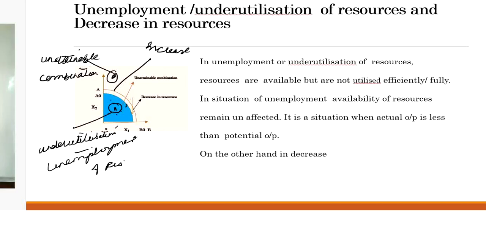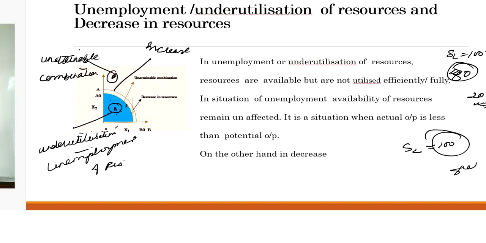For example, you have supply of labor equal to 100. There are 100 people in the economy and only 80 people are working. So 20 will be known as unemployed. That is unemployment, that is underutilization of resources. And if the situation is that supply of labor is 100 and all are working, that is known as fuller utilization.